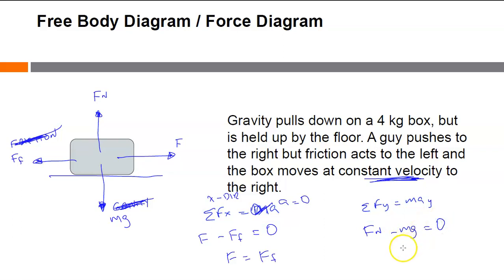It's not rising. It's not sinking. It's not changing its speed up or down. So the normal force would be equal to the weight. Sometimes that happens. All right, watch for that word constant velocity. That's kind of a code word to say acceleration equals 0.